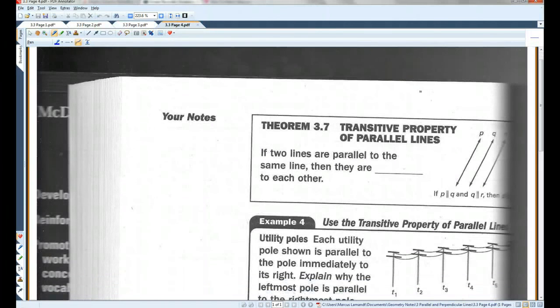Okay, transitive property of parallel lines. If two lines are parallel to the same line, then they are parallel to each other. So, for example, if this line is parallel to this line, and this line is parallel to this line, then the first line is parallel to the third line. Okay?